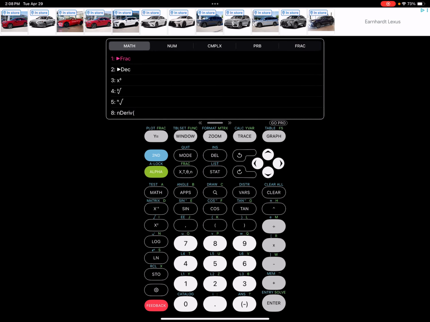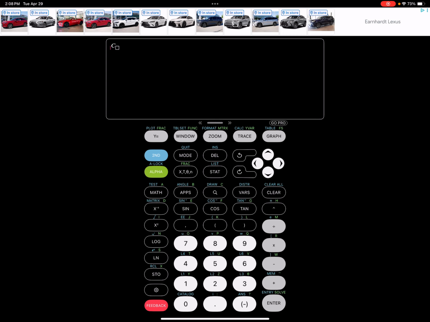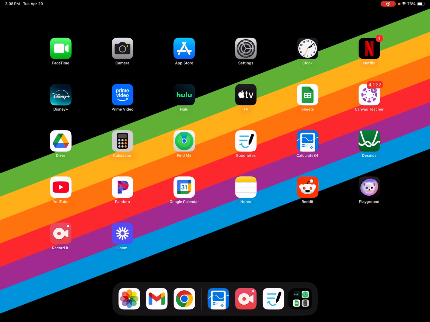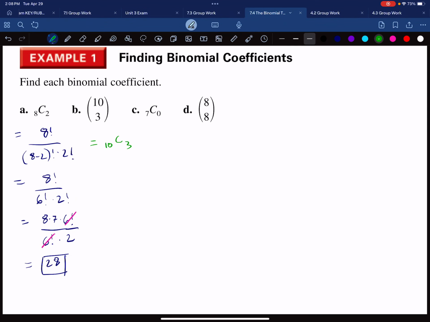Enter 10, and then after the C, 3, and boom. We get 120. All right, so that's the answer for B.